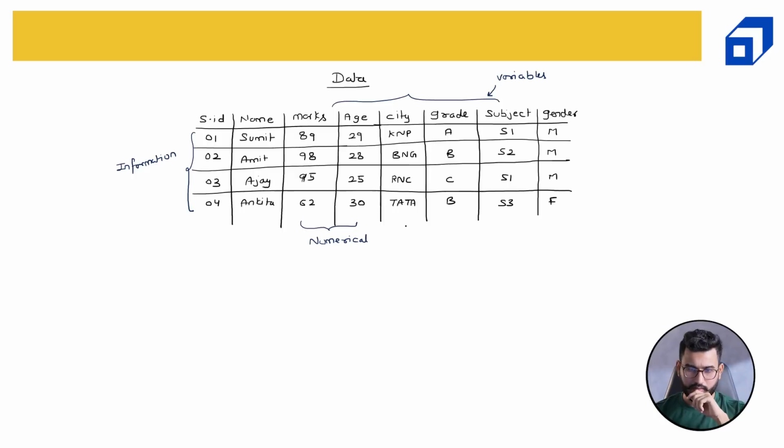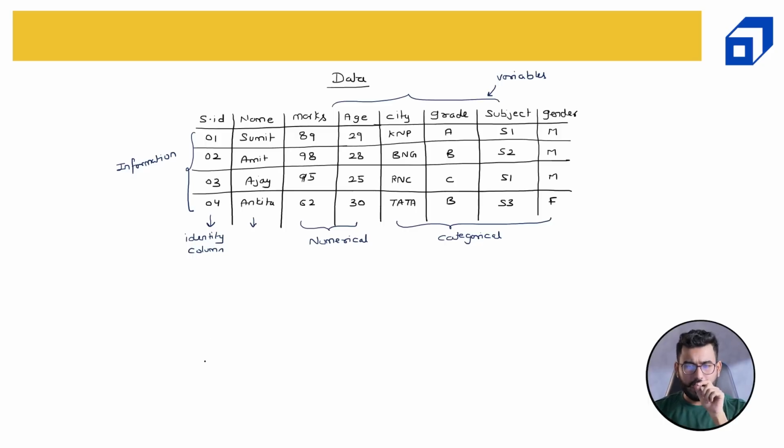Then if I talk about city, grades, subject and gender, all these are my categorical columns, categories, because city has Kanpur, Bangalore, Ranchi, Tata. These are all categories, right? Grades A, B, C, D, categories. Subject S1, S2, S3, categories. Gender male, female, category. Similarly, name is a categorical column because each name can be termed as a category. The student ID is an identity column. It is neither categorical nor numerical, so I can simply call it an identity column.